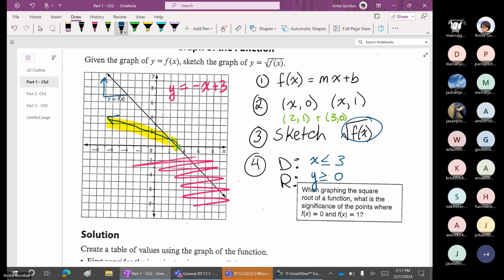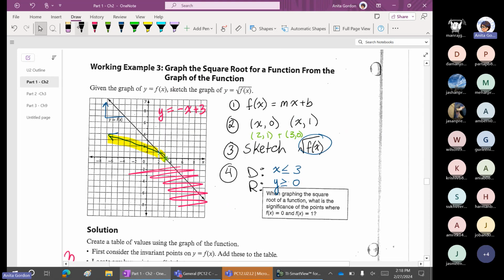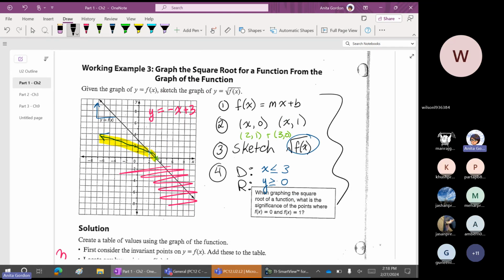And that's it. Okay? So when you answer your questions for your homework, these are the 4 steps, the 4 things you need to focus on. Can you find the invariants? Can you sketch based on the graph? Can you determine domain and range? Okay, those are our key points. So you are now ready to do your homework.